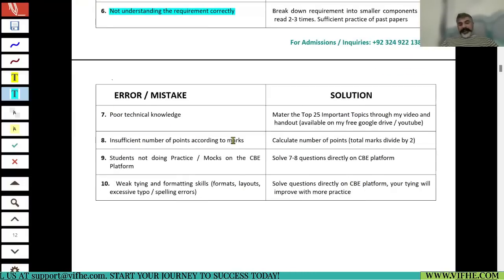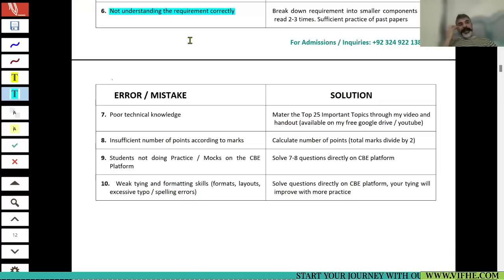And then there is poor technical knowledge. Sometimes there is an insufficient number of points. Students are not doing practice or mocks on the CBE platform. And some students have typing issues, grammar issues, spelling issues, excessive issues.